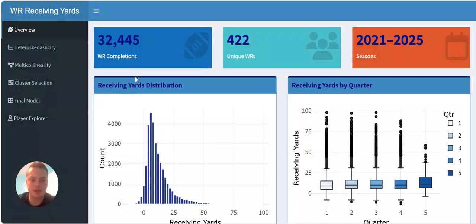Hello everyone, and today we are going to review how receiving yards from each of the 422 unique receivers and 32,445 unique wide receiver completions correlate to receiving yards. And this is in a data set from 2021 through 2025.